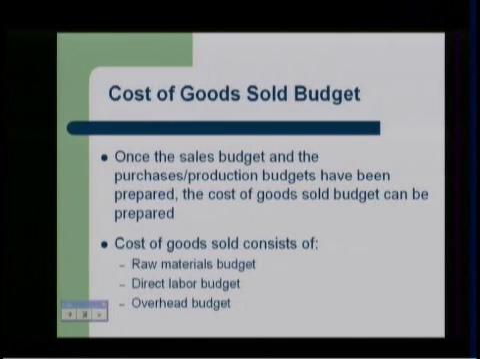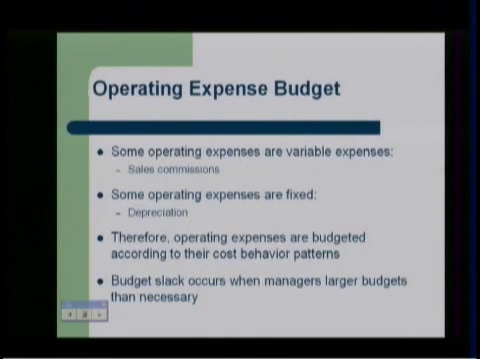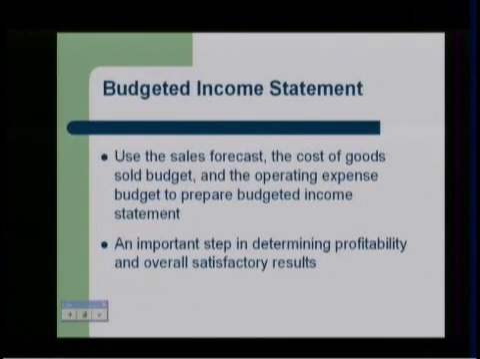Once we have a cost of goods sold budget, think about your income statement. Sales minus cost of goods sold gives you gross profit. From that, you take your operating expenses, such things as your sales commissions, your depreciation expense, your salaries for non-production people. All of those things are your operating expenses. You can budget those out, estimate those items as well. Once you have those items, then you can complete your income statement. Sales minus cost of goods sold, minus operating expenses, minus interest, minus taxes gives you net income.